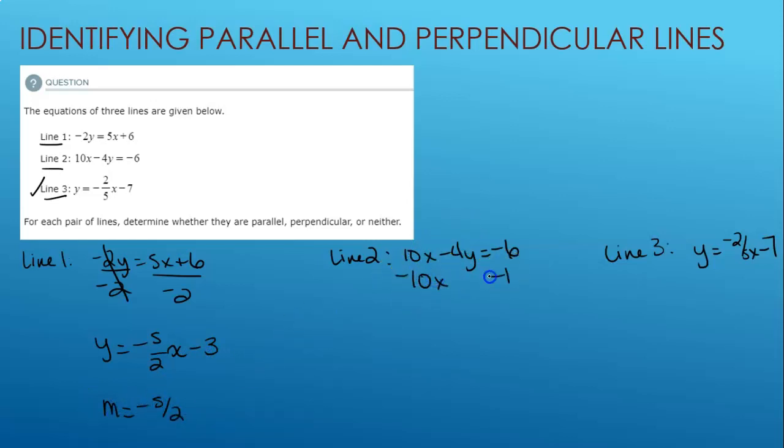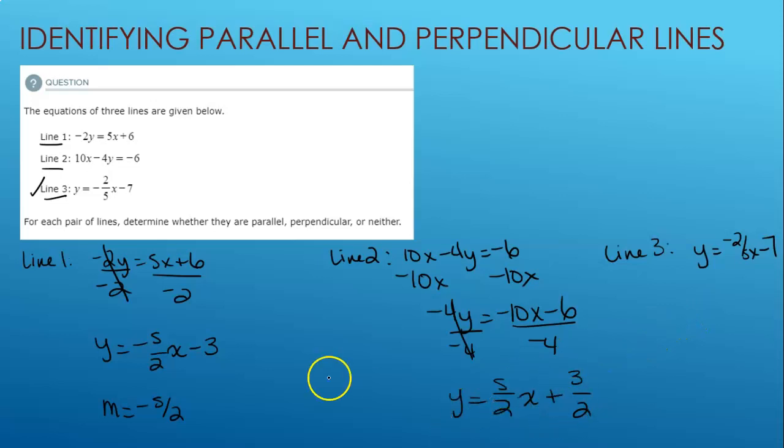For this one, we subtract 10x from each side. So we get negative 4y equals negative 10x minus 6. We're going to divide everything by negative 4. The negative 4's cancel out. 10 over 4 reduces to 5/2. A negative divided by a negative becomes a positive. Negative 6 divided by negative 4 becomes a positive, and that reduces to 3/2.